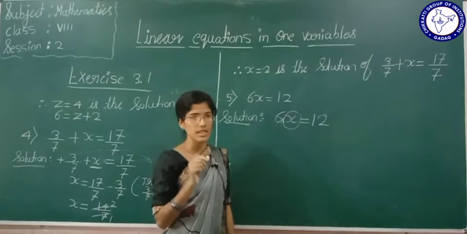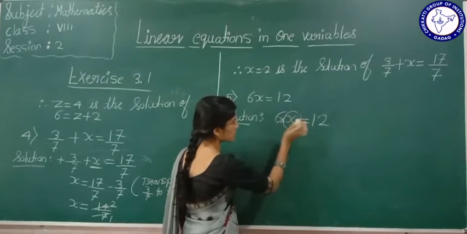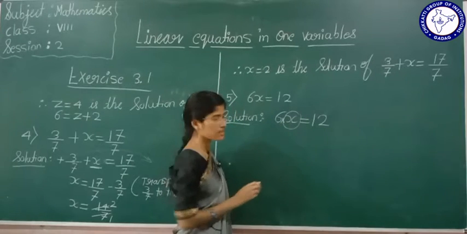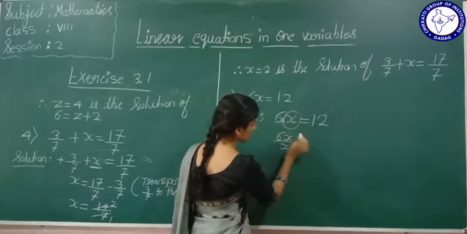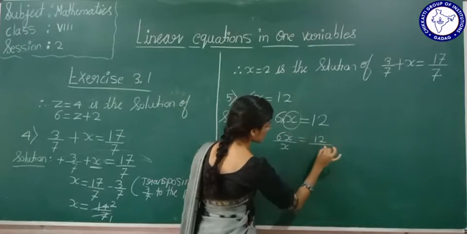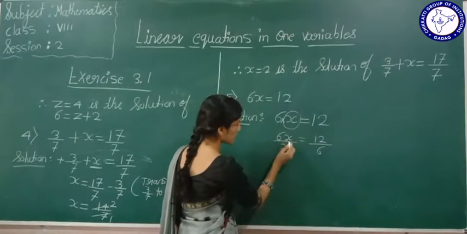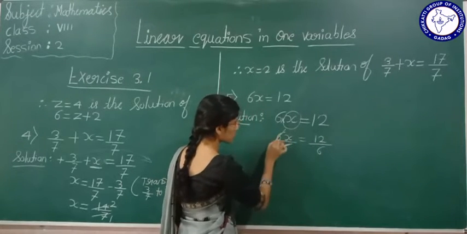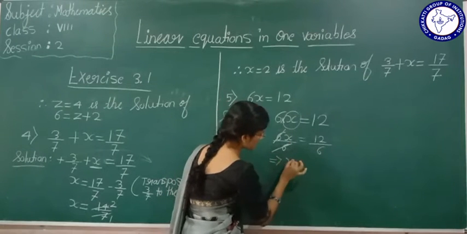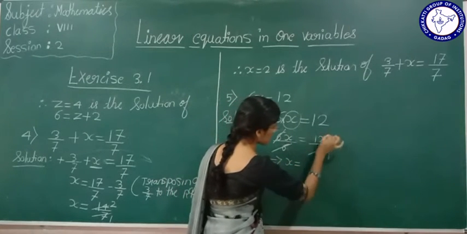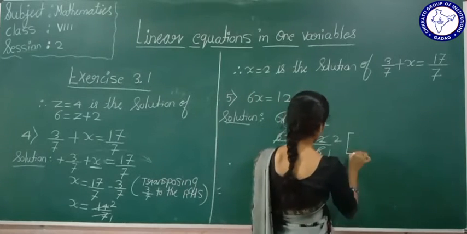That's why divide both LHS and RHS by 6. If you divide both LHS and RHS by 6, definitely this 6 is going to get cancelled, no? This implies x is equal to 6 ones are 6, 6 twos are 12, so it is 2. What we have done here? We have to write the reason.